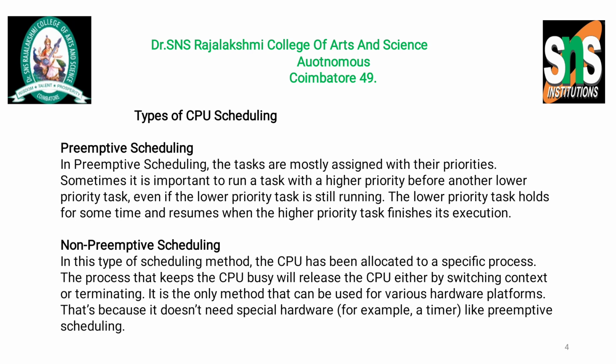In non-preemptive scheduling, the CPU is allocated to a specific process. The process that keeps the CPU busy will release the CPU either by switching context or terminating. It is the only method that can be used on various hardware platforms, because it does not need special hardware, for example a timer as in preemptive scheduling. This scheduling will help to allocate the resources for the process. It may be either preemptive type or non-preemptive type.